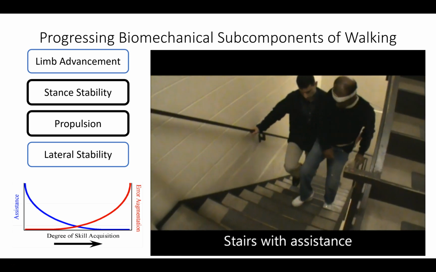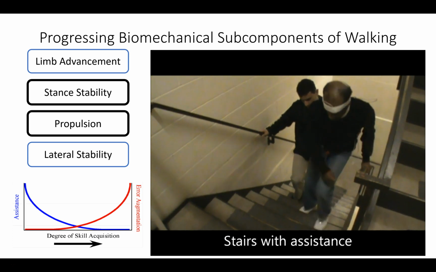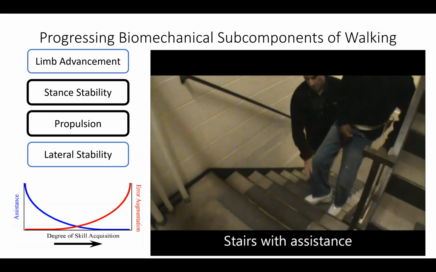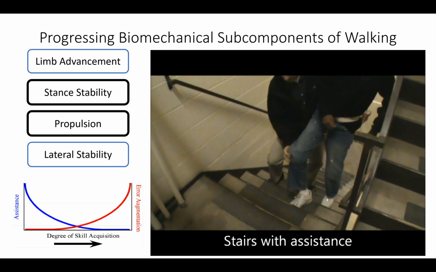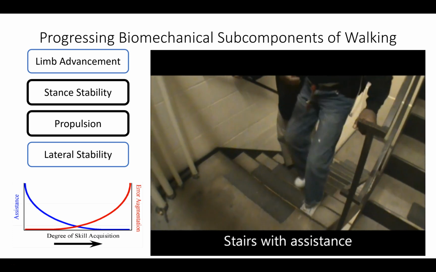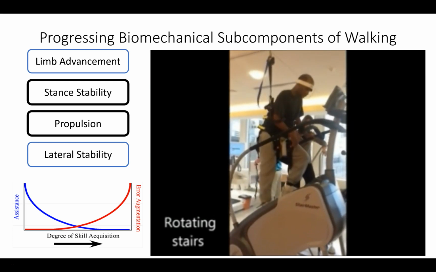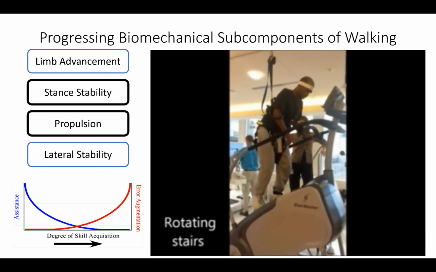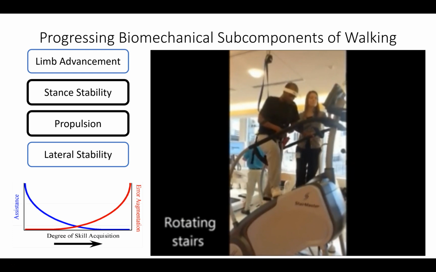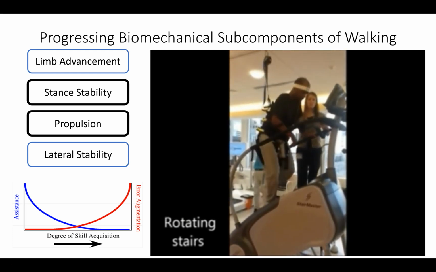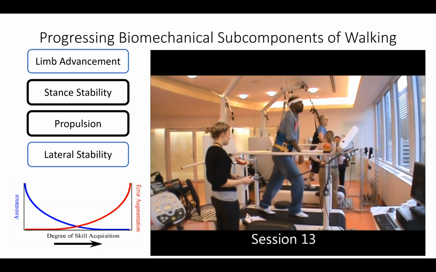So if you have a difficult time not collapsing during overground walking, the biomechanical demands of stairs are going to be much greater, so that's really going to work on that, and trying to go faster to work on propulsion. The rotating stairs are just going to be another way to get lots of practice in. So nothing specifically different or magical about the rotating stairs, just another way to do this.